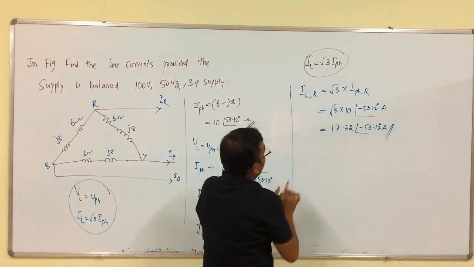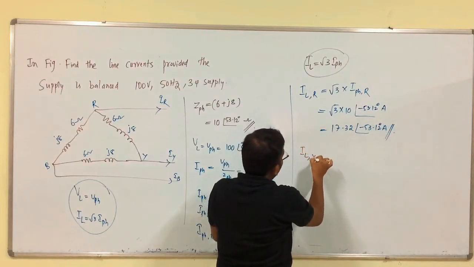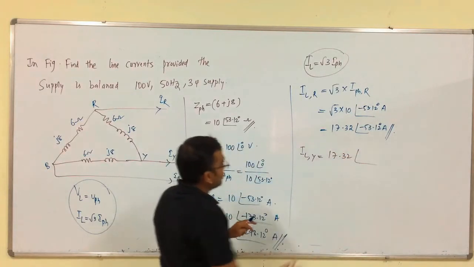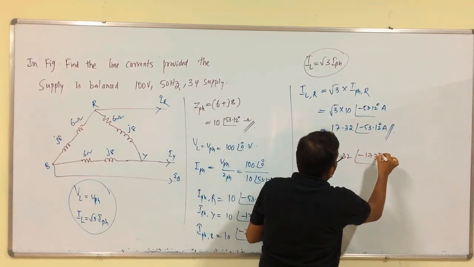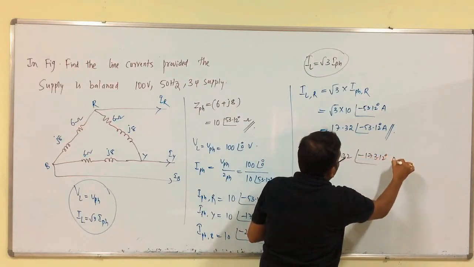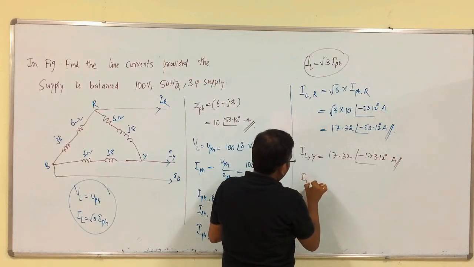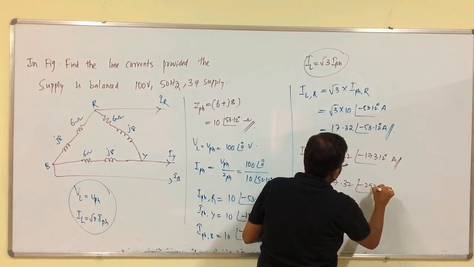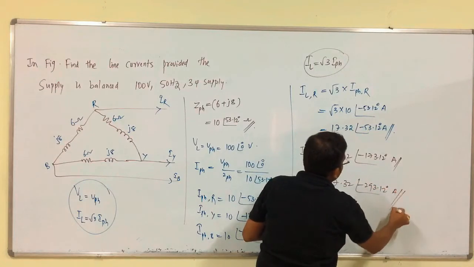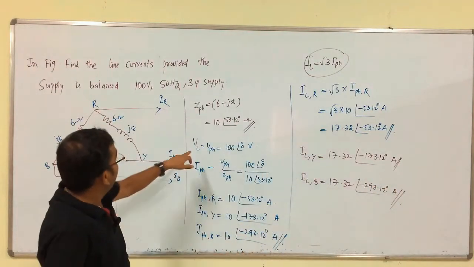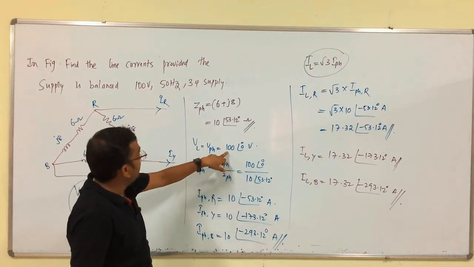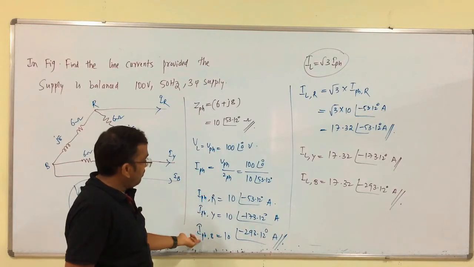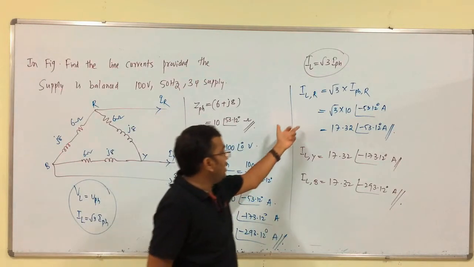This is ILR. Again, the line current of Y is equal to 17.32 at an angle minus 173.12 amperes. Again, the line current of B is equal to 17.32 at an angle minus 293.12 degrees. So, this is about the phase voltage and line current given. We have to calculate the phase impedance, phase currents of different phases, and line currents of different phases.